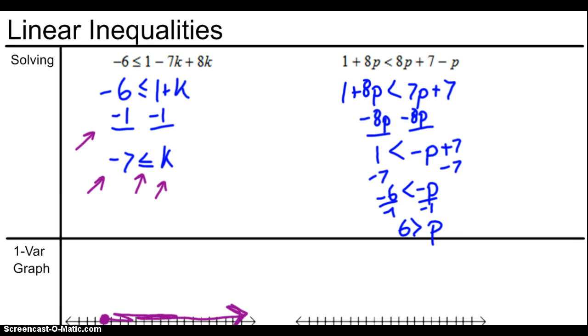On the other end, here we have the second problem solved out. You notice I'm solving in much the same way. I'm getting all the p's to the same side, getting all of the numbers that don't have the variable p to the same side. But in this step right here, I divide by negative 1. Okay, and you'll notice that I flip the sign from one way to the other way. Now, if your answer looks like this, that's perfectly fine too. These both mean the same thing, just written in different orders.